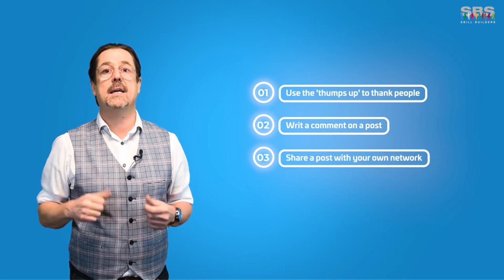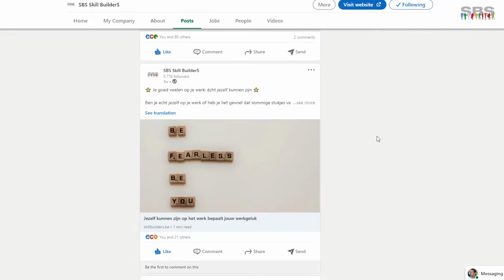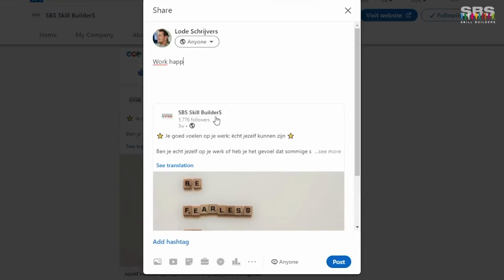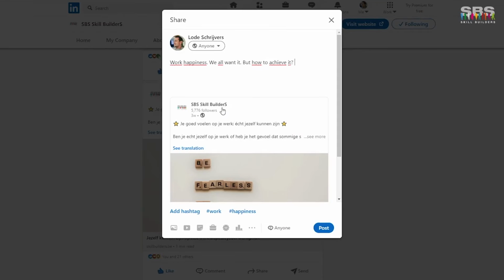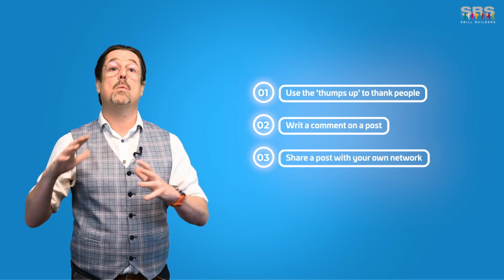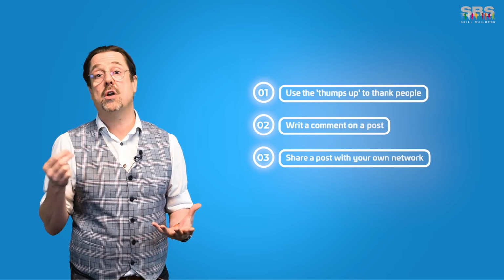A third way is to share a good post with your own network. Put an extra layer on top of the post to create a bigger impact. What is this post about? Why are you sharing this? What do you find inspiring in this post? This extra layer will give your connections an insight as to why they would enjoy reading this post.